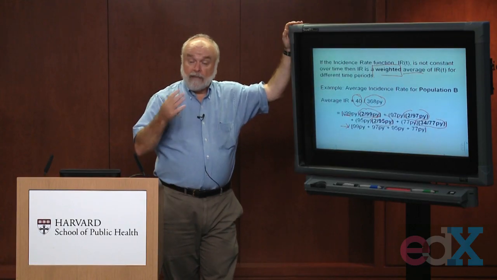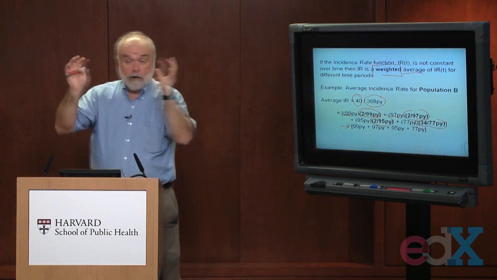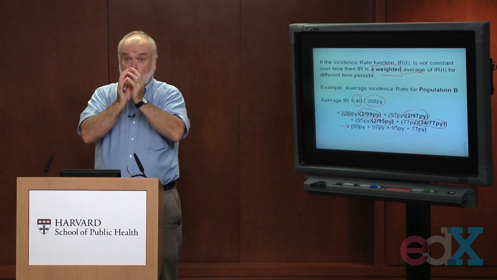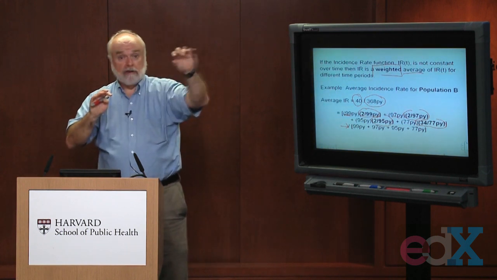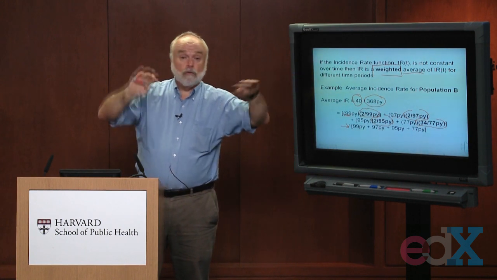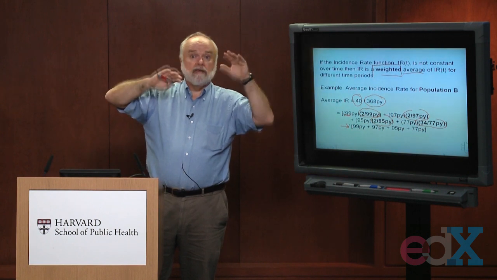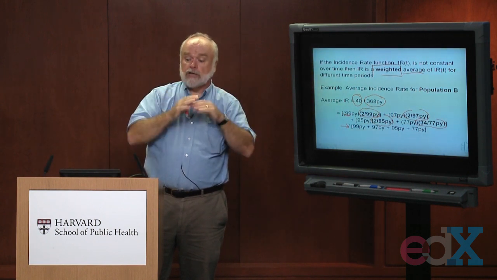So whenever you use this calculation, total number of cases divided by total amount of person time, you're coming up with a single number, which is either describing the common value that exists during the entire period of time if the incidence rate function is flat. Otherwise, you're getting an average of maybe similar values, maybe not similar values, depending on what the true shape of the incidence rate function is. And that's why you have to think of the appropriateness of averaging when you're averaging different values together. And that's something to keep in the back of your mind.